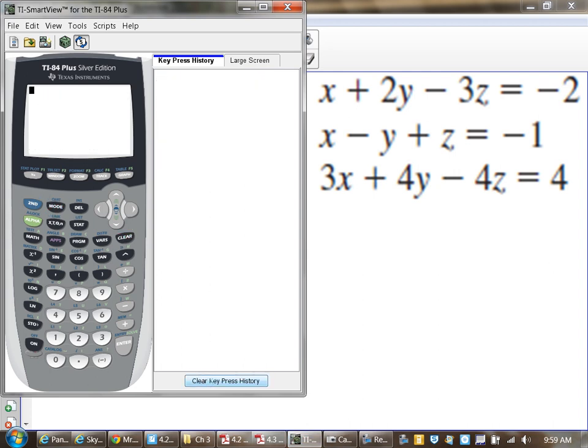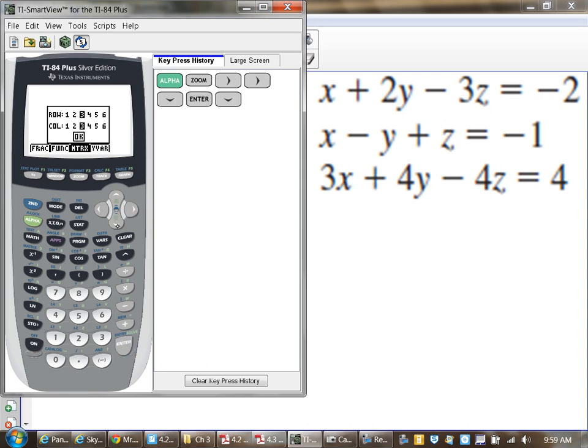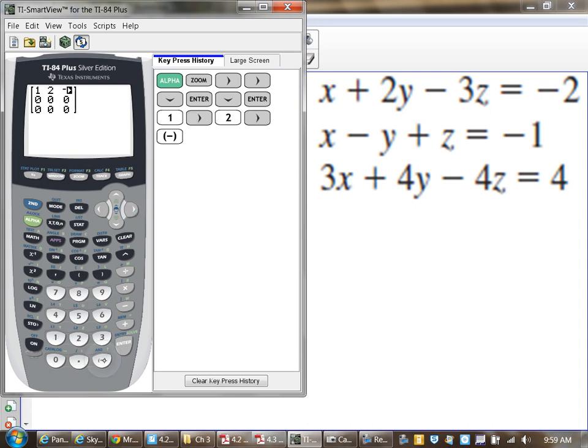Remember, to get to the matrix, hit alpha, zoom, and now we're dealing with a 3x3. Let's put in our coefficients. 1, move to the right, 2, go right, -3. If you hit right, it'll drop you to the next row.